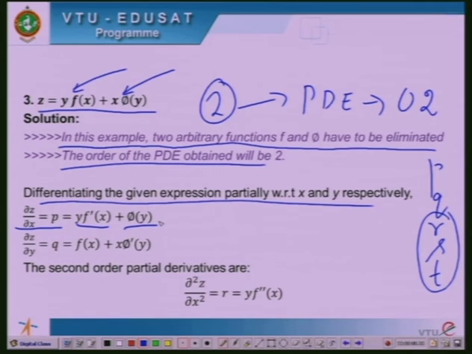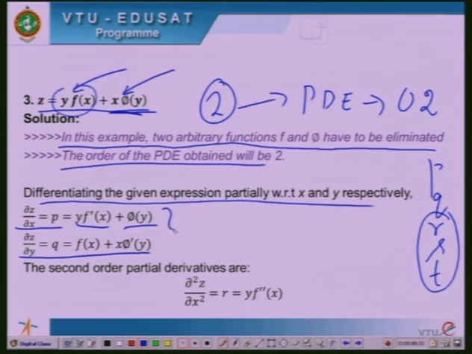Next, go to the partial derivative with respect to y. ∂z/∂y equal to q. When you differentiate with respect to y, the first term y into f of x has f of x a constant term with respect to y. So, the derivative of y in that is 1. So, you get 1 into f of x plus, in the second term, like you wrote for p, in x and phi of y, only phi of y is the variable. So, the derivative of x into phi of y with respect to y is x into phi dash of y.